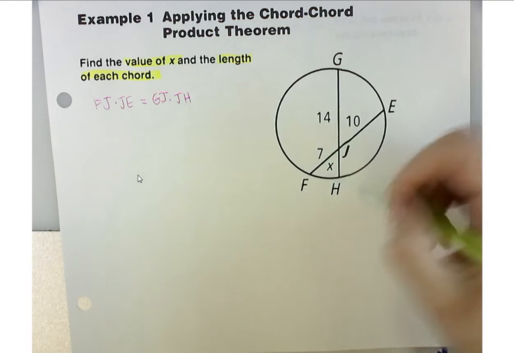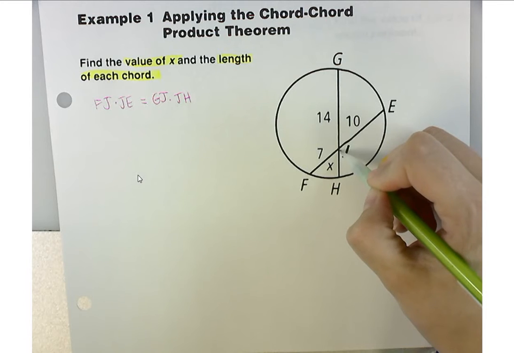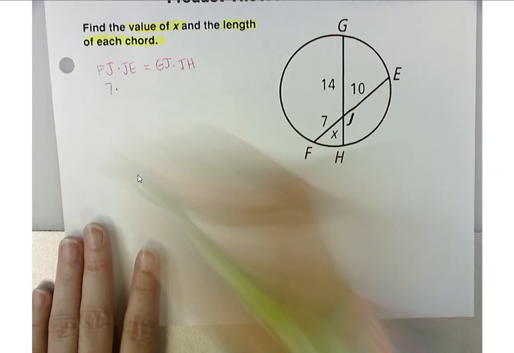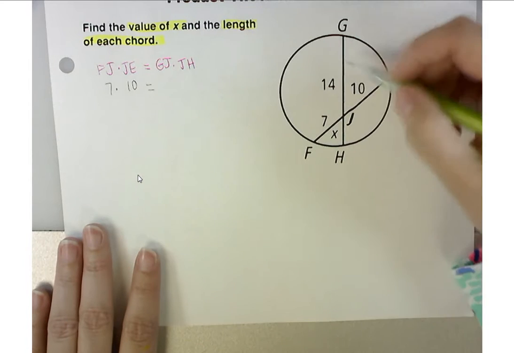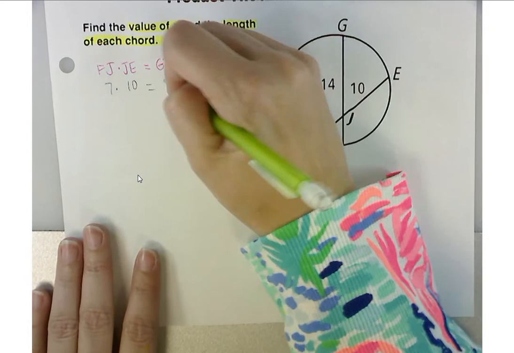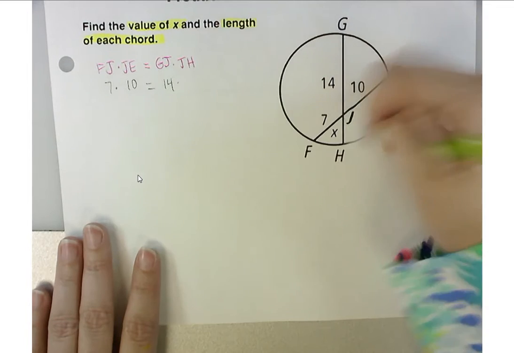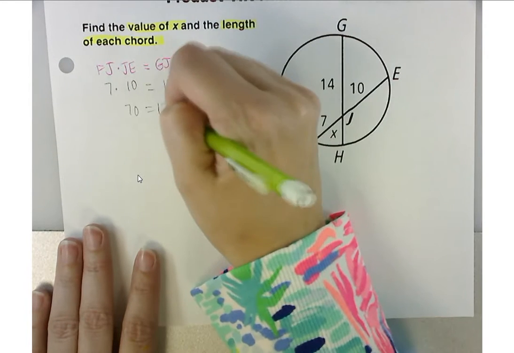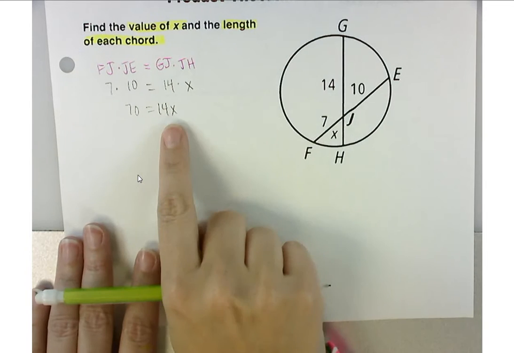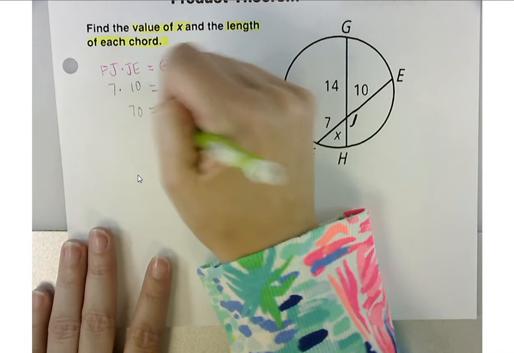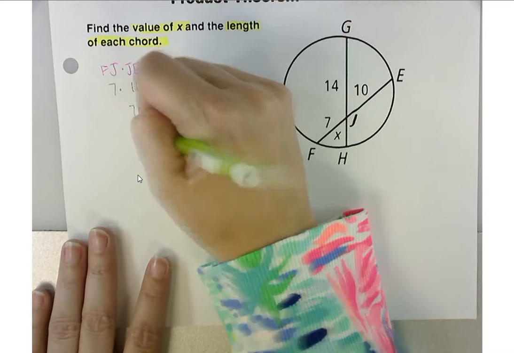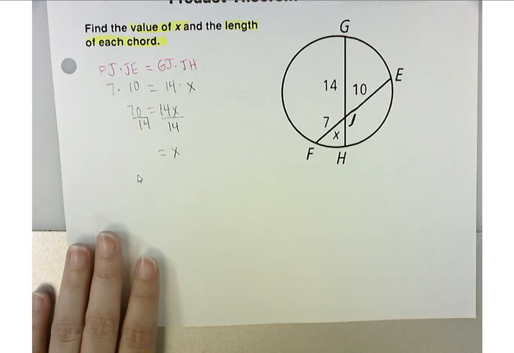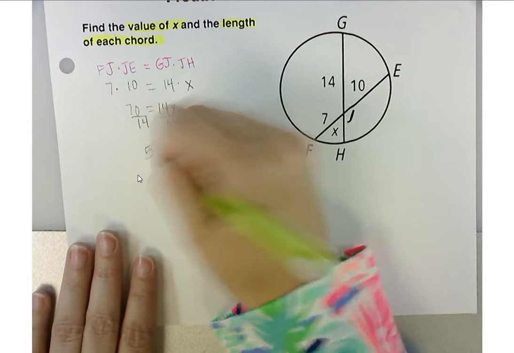Okay, so FJ has the length of 7, JE has the length of 10, GJ has the length of 14, JH has the length of x. So 70 equals 14x is really what you'll be setting up. Okay, and then does 14 go into 70 evenly? Yep, what is it? 5.